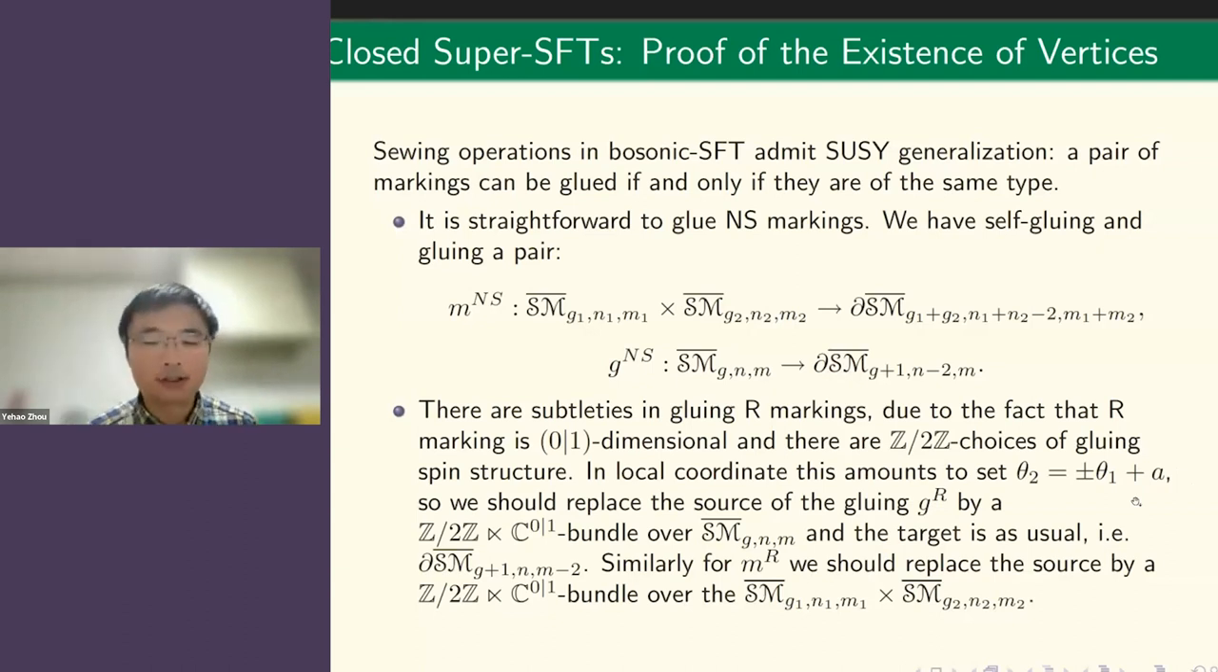So basically, we should replace the source of the gluing by a Z mod 2 semi-direct product with the 0|1 dimensional affine space. This is a bundle over the source of the gluing, and the target, as usual, is just the boundary of the super Riemann surface, or the boundary of the super moduli space. And similarly, we also have this Z mod 2 semi-direct product with a C^{0|1} bundle over the source. The source is a product of the supermoduli.